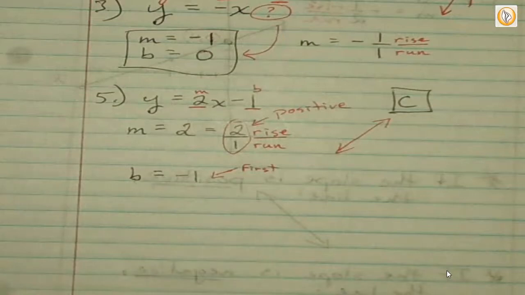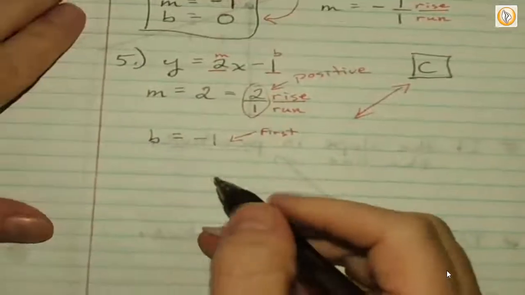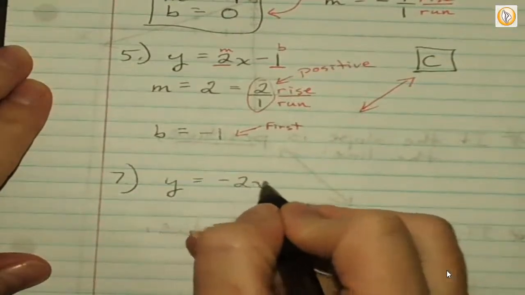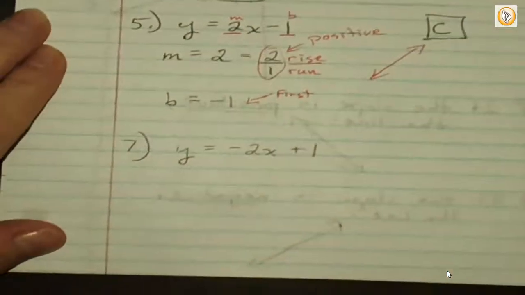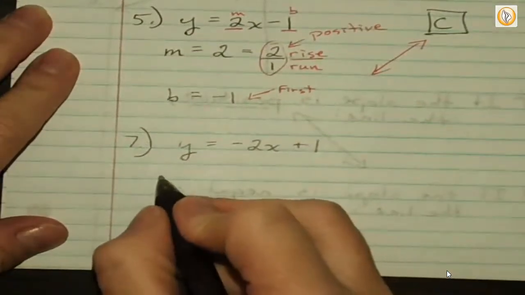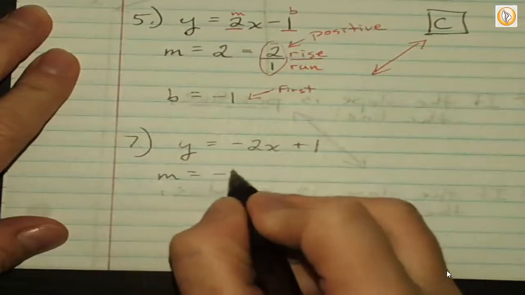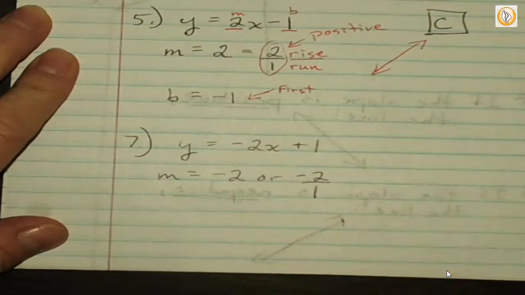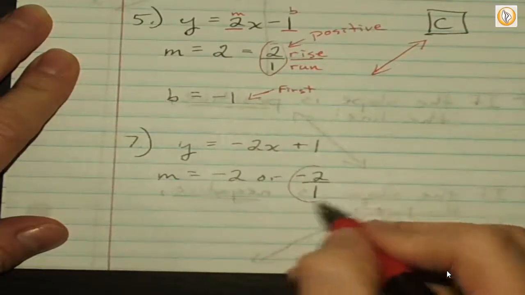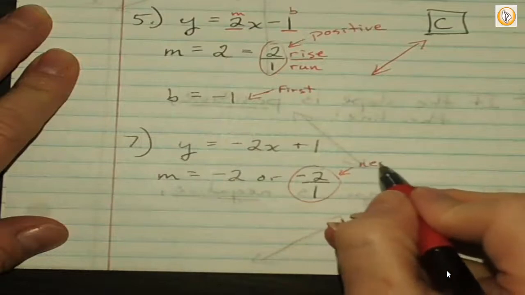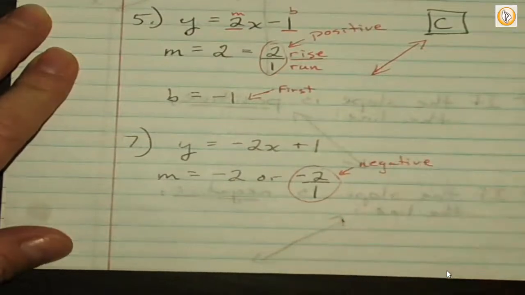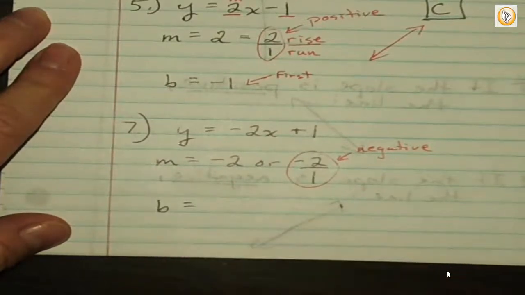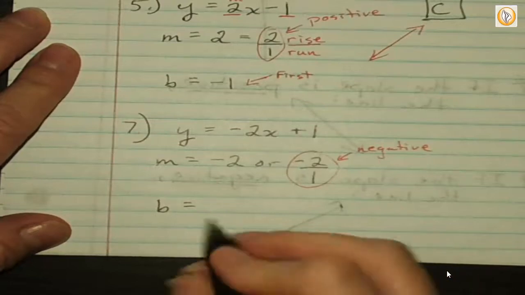So let's look at 7. Valeria, you're my next victim. It's y equals -2x plus 1. So Valeria, what is my slope? -2. That's right. And we can write it as -2/1. We know that this is also negative. So that's going to tell us which direction it goes. And what's my y-intercept? 1.